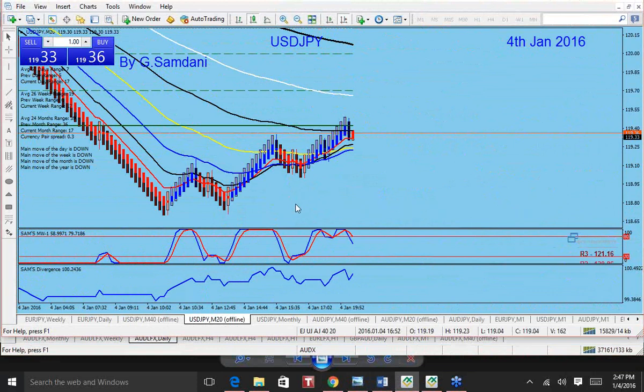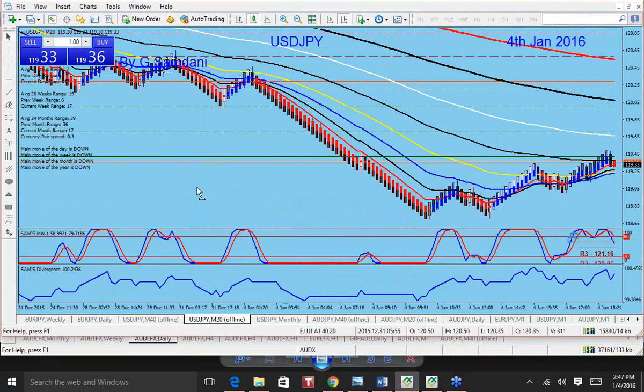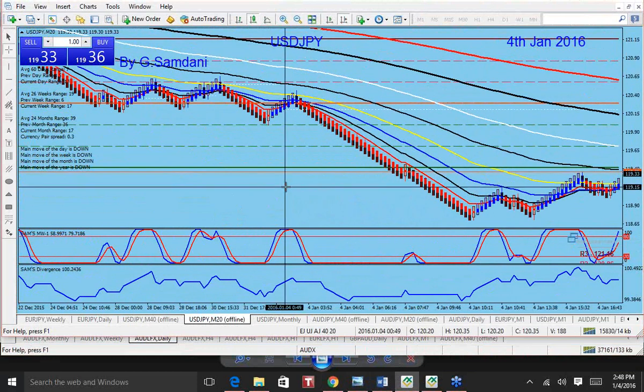Frankfurt, you get yourself ready. Frankfurt opens about one hour before London. It's usually 2 o'clock in the morning, Eastern time. London is 3 o'clock Eastern time, a.m. Right? So look what happened here.